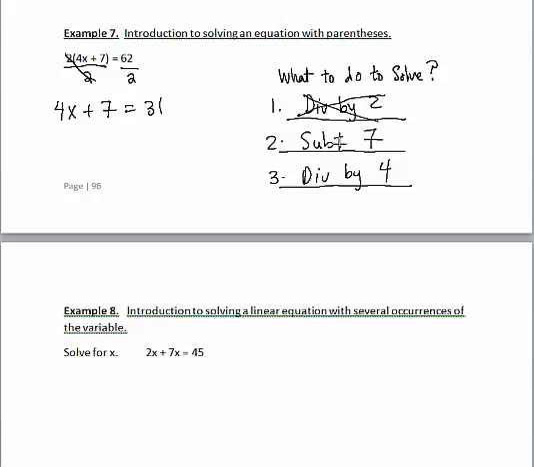The second step is to subtract 7 from each side. The 7s are going to cancel on the left, leaving only a 4x. 31 minus 7 is 24. So we've completed step 2, and now for the final step, divide each side by 4. The 4's cancel on the left, leaving an x by itself, and 24 divided by 4 is 6.